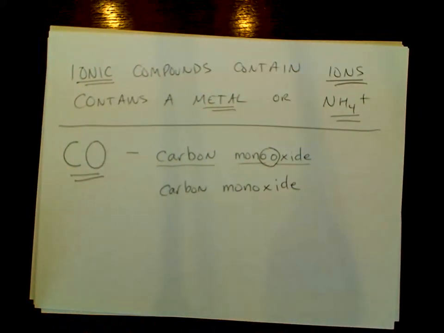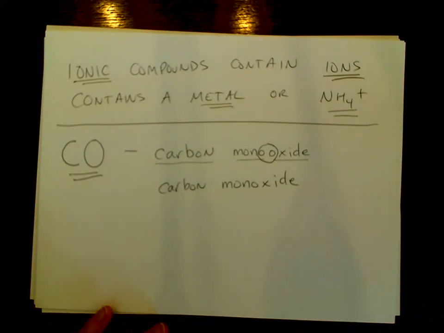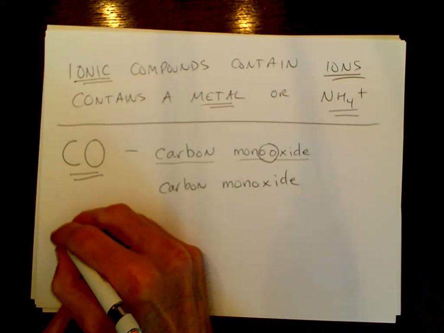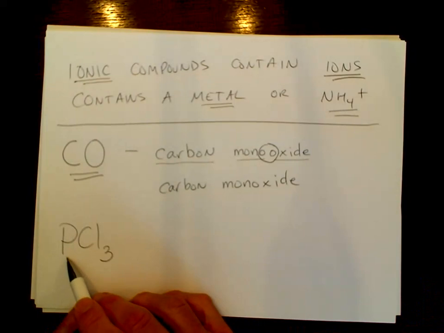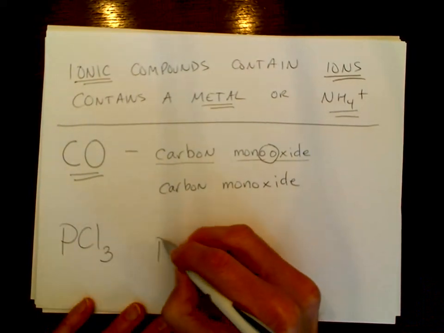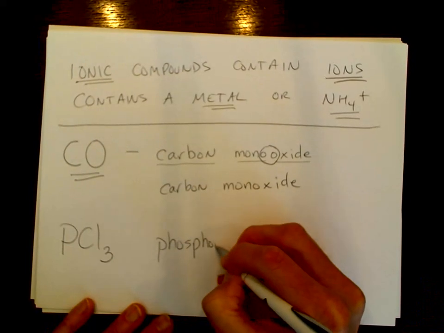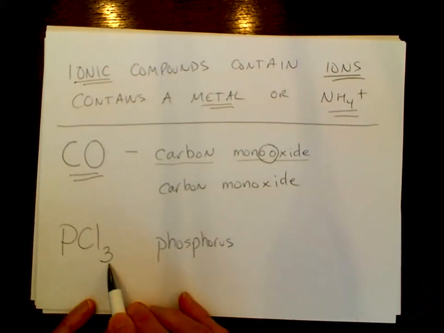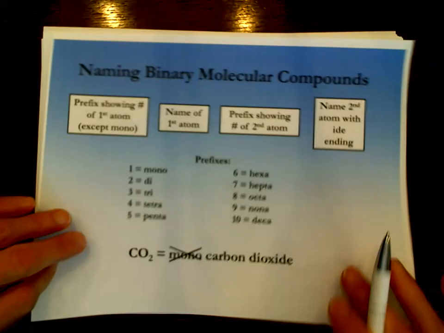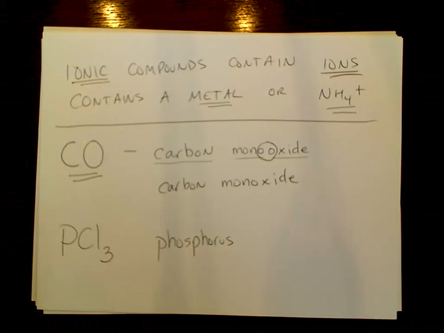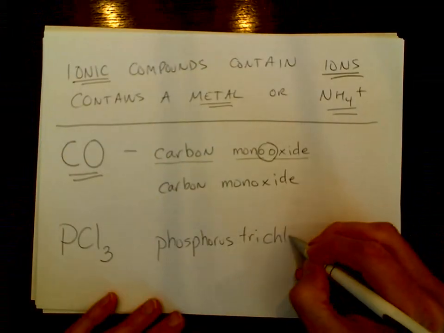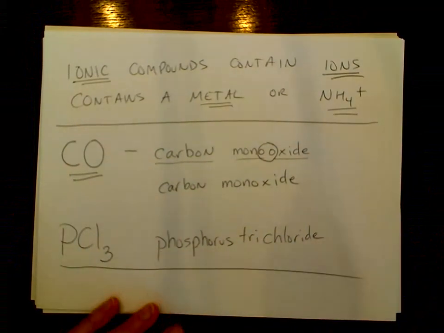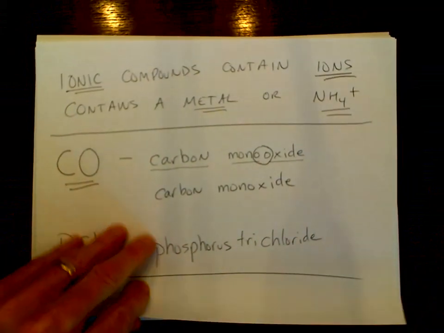Let's try another one. Let's try another particular compound. The next one we are going to name is PCl3. This is phosphorus. I'm not going to call it monophosphorus. I'm just going to call it phosphorus because we dropped the mono. Prefix showing the number of the second atom. Let's see, 3. We're going to call that tri. Name of the second atom with an ide ending, that's going to be chloride. So we would call this phosphorus trichloride.